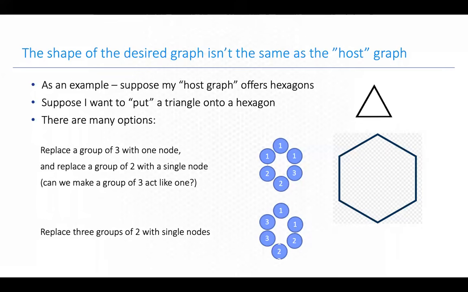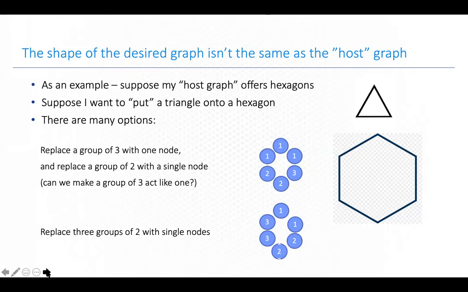If you look at the bottom one there, it's another way to do it. The 1 is represented by 2 of the qubits on the hexagon, or the nodes. The 3 is represented by 2, and the 2 is also represented by 2. That's just another way to do it. So it's not a unique thing to embed, but we do have to think about it.